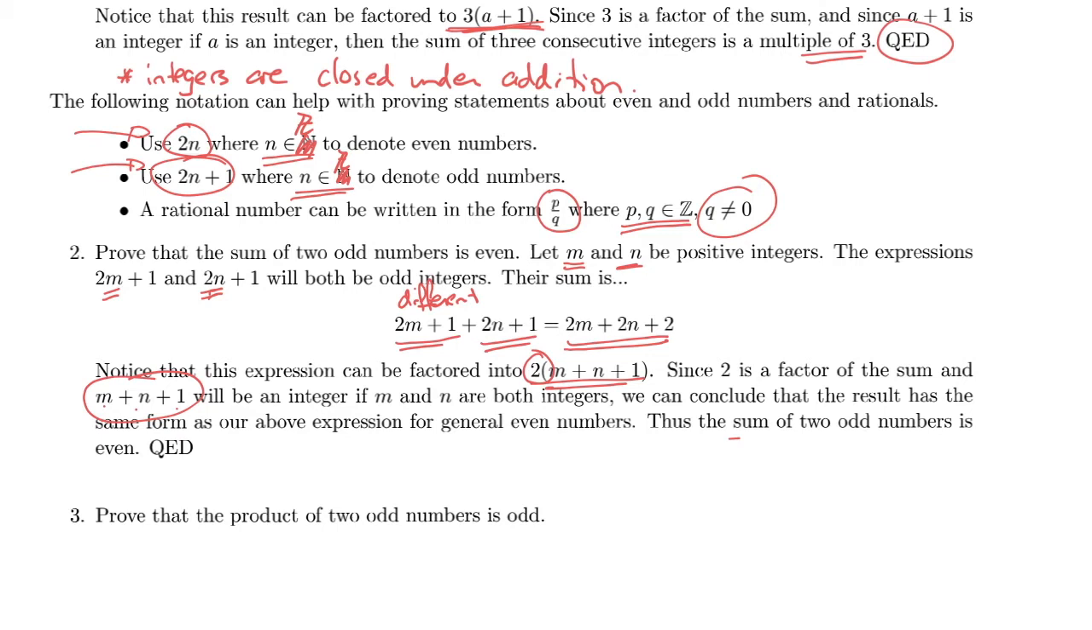Then we know that our final result is going to be an even number. So therefore, the sum of two odd numbers is even. And that's the end of our proof, QED. So I hope that gives you a little bit of a sense of how that works.